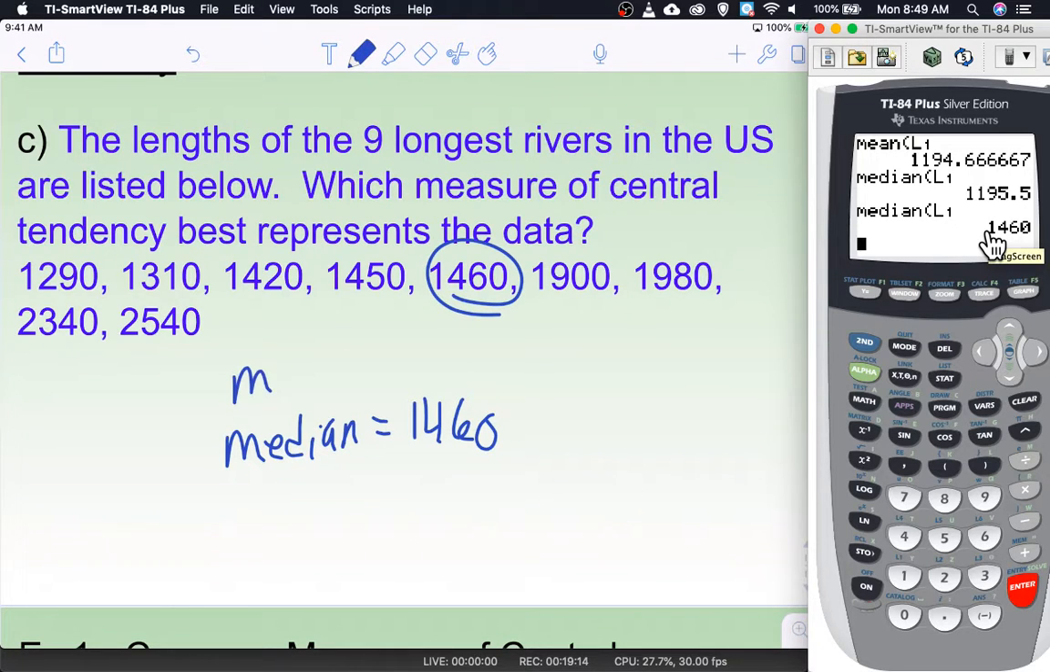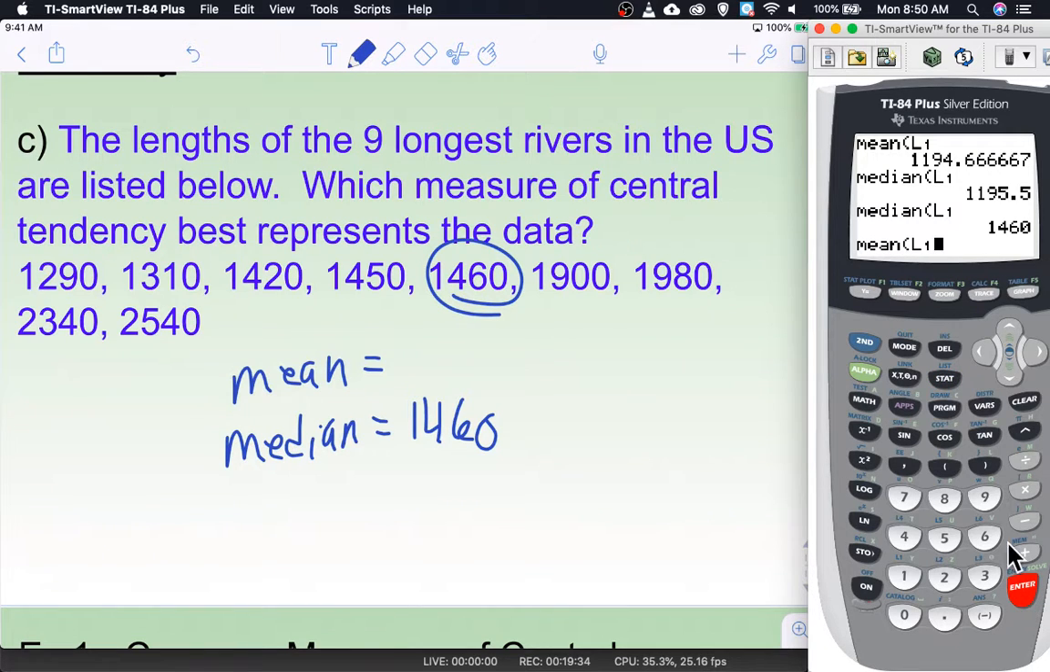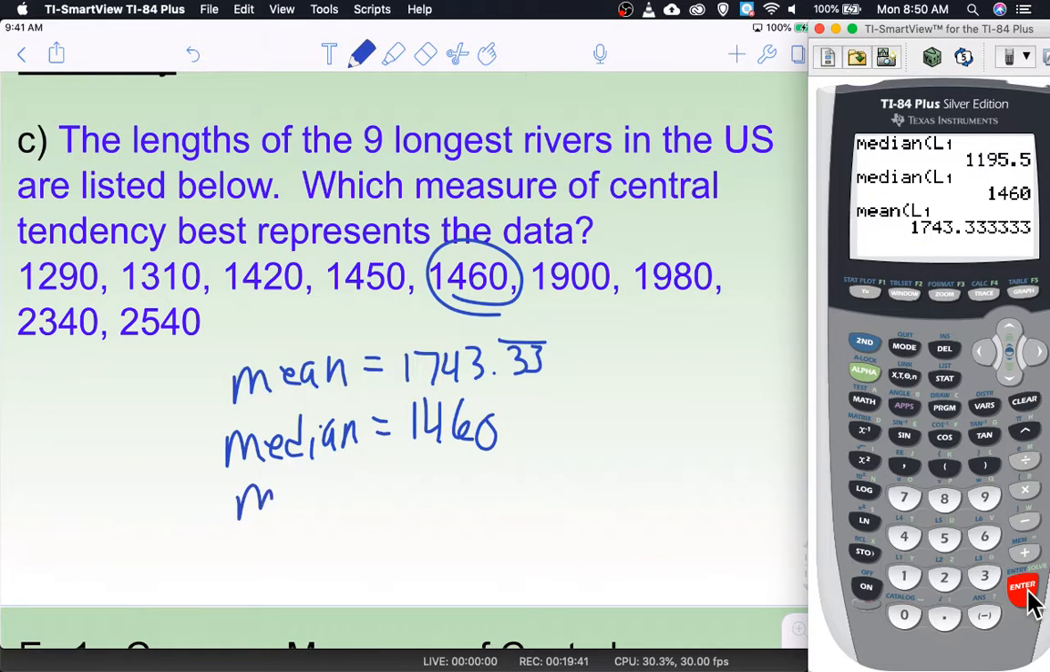The mean, now a lot of times you can hit up. Oh man, I might just have to do it. Second list. Go over to math. Go to mean. I want the mean of second list, L1. So the mean of the first list is 1743.3. And the mode is none. There is no mode. All right.